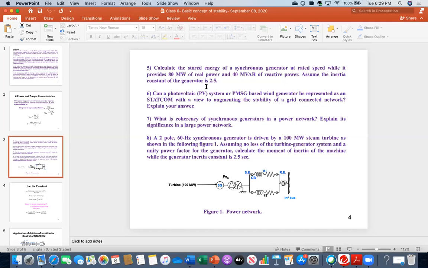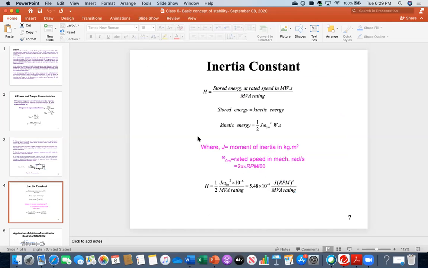So this means that you will be simply using the very first equation. You don't need to use this big equation because it involves the J. So simply use the basic definition of H. H is stored energy over MVA rating. So the H value is given, the MVA rating you can calculate, just multiply. That will give you the stored energy.